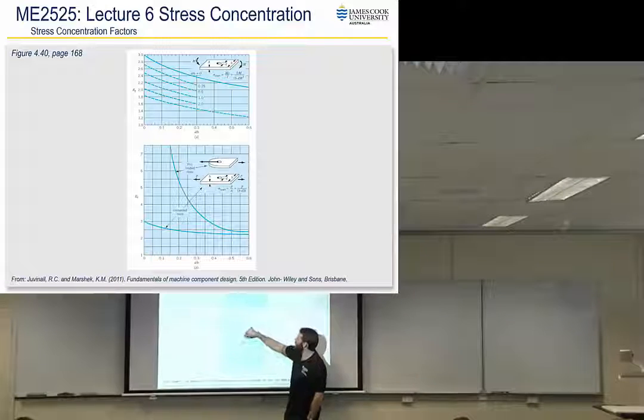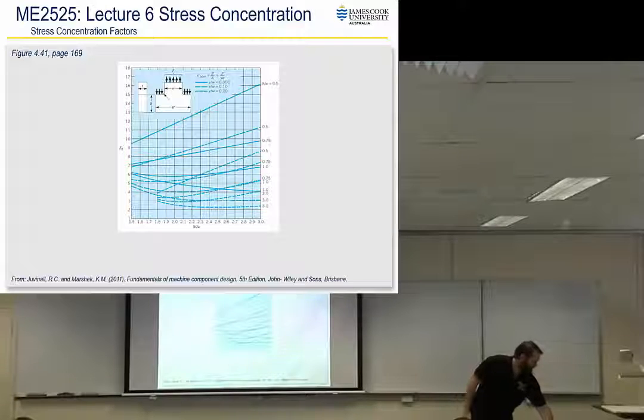This one is a plate where the hole is being loaded, so that's like a pin or a bolt or something actually applying the load to the hole. This one, we've got a hole, but you're applying the load to either end of the plate. Okay, and so this one is this line, this one is this line.